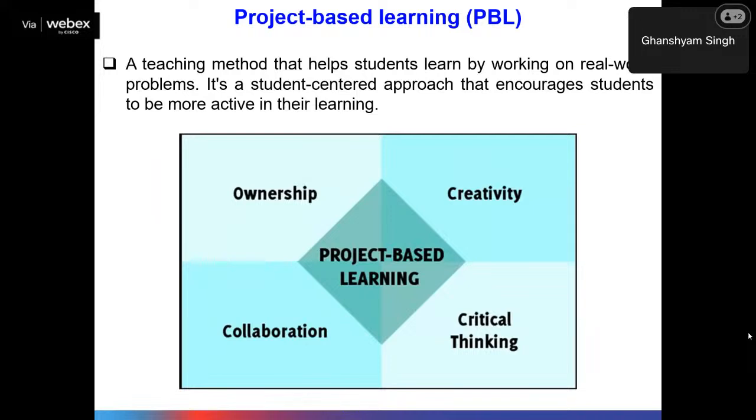So that will make him feel a kind of ownership. He will be more creative in nature. He will apply more critical thinking, and if needed, he may also collaborate with industry or with other students to complete his own project. So when we say project-based learning, these four things we are developing amongst the students: one is ownership, the second is creativity, the third is critical thinking, and the fourth is collaboration.